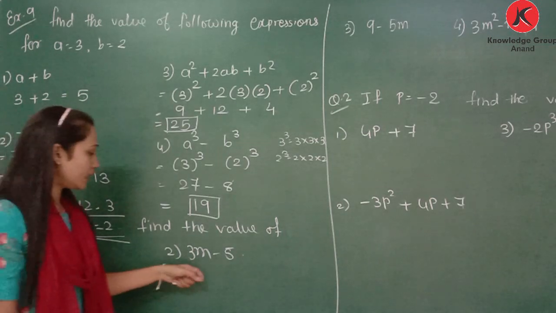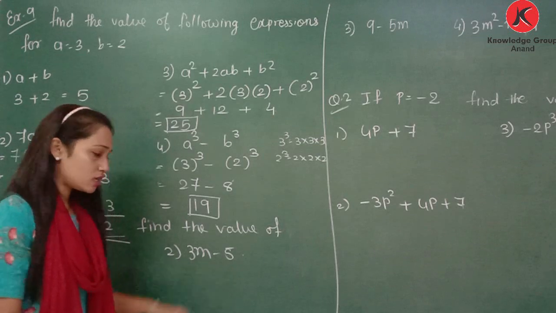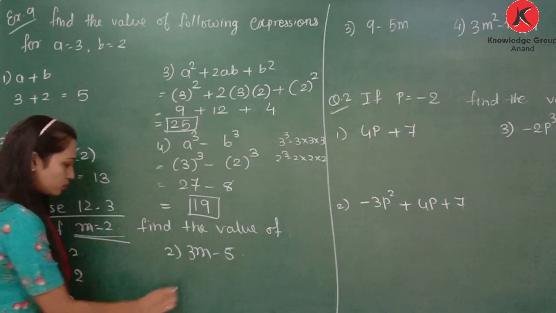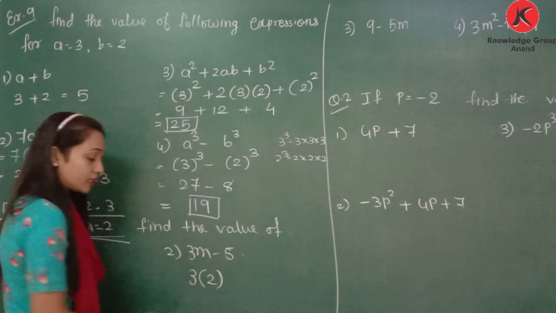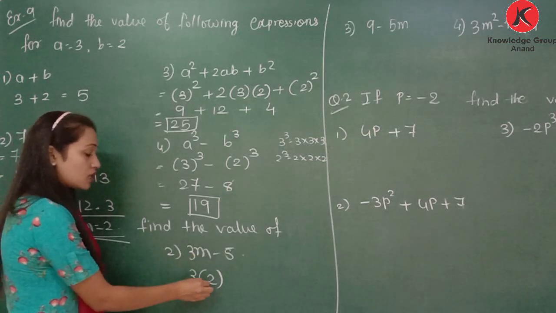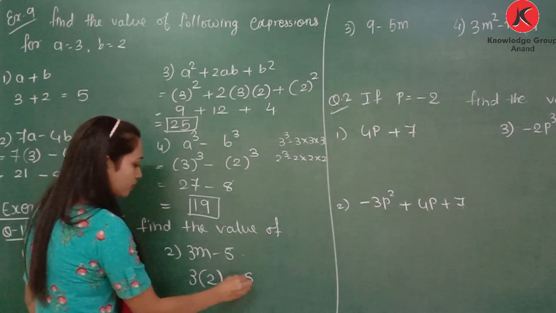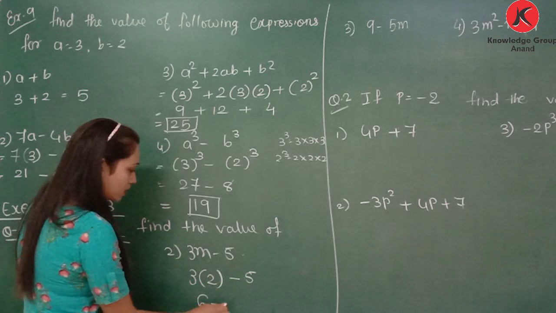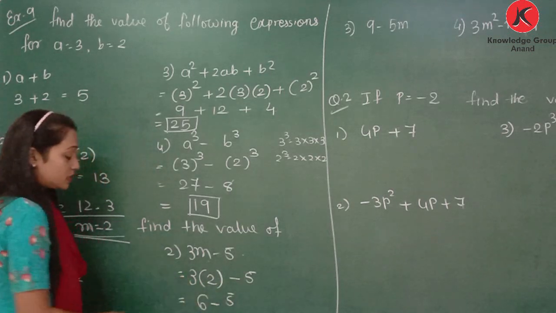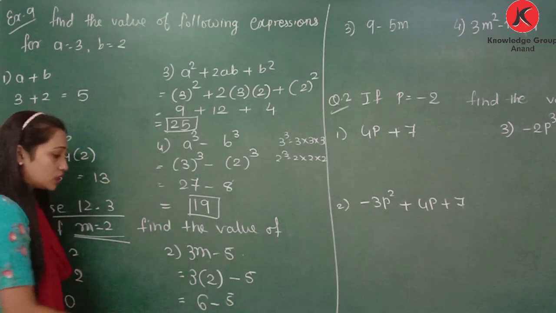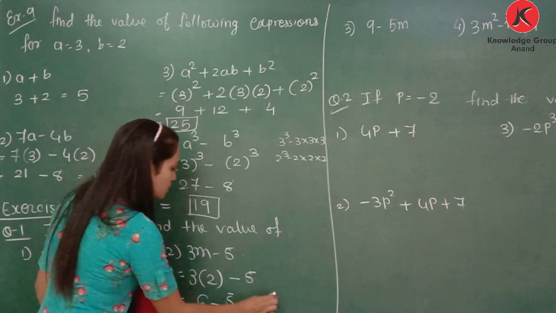Next one, 3m minus 5. Again instead of m we need to write 2. So 3 inside the bracket 2, because here m is in a multiplication with 3. 3 2s are 6, minus 5. Always perform multiplication first whenever you have this kind of example. So here the answer is 1.